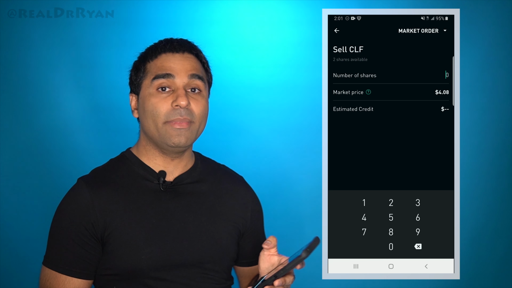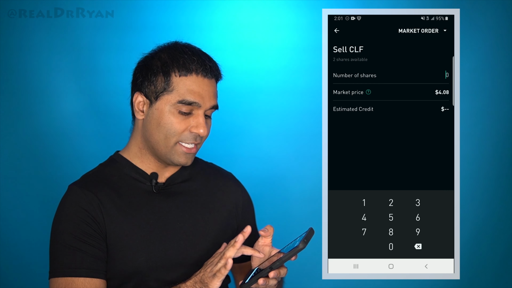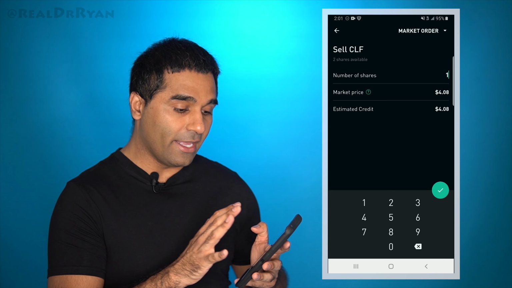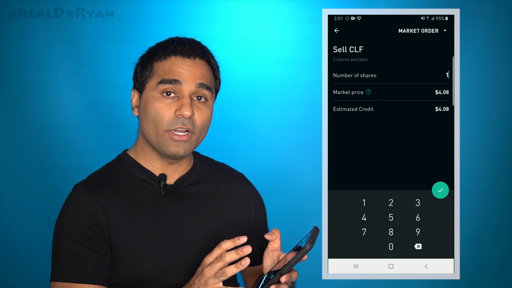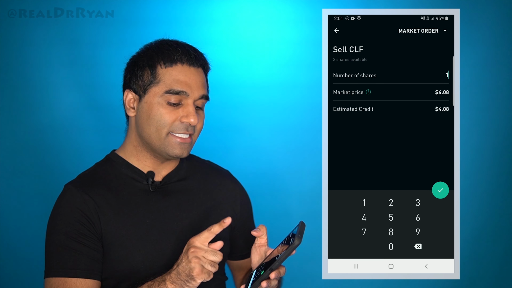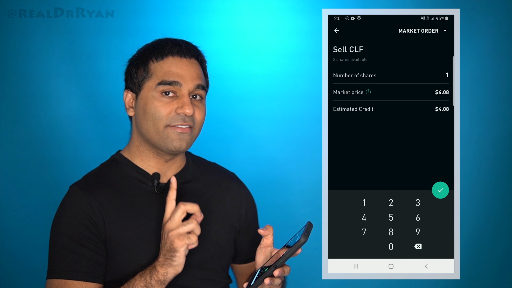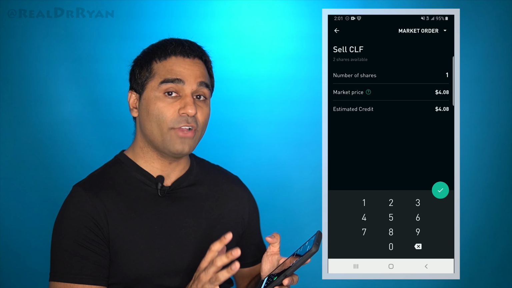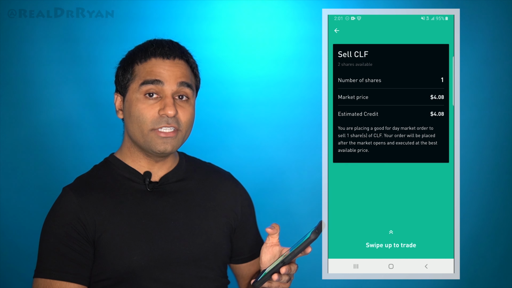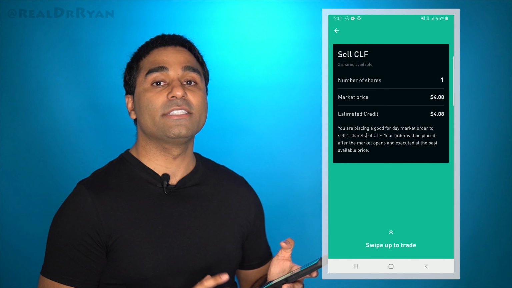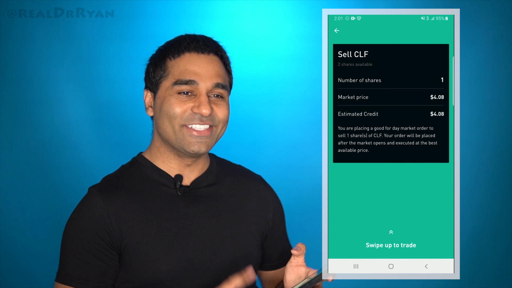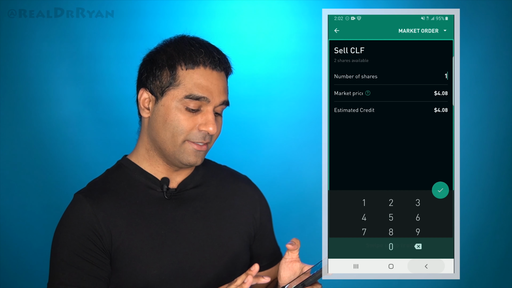Now it's asking me how many shares I wanna sell. So let's say I wanna sell just 1 share. Now, you have to pay attention. On the upper right-hand corner, it says market order. That means that it's gonna sell 1 share at a market price of $4.08, which is currently trading at, immediately. And if I click that green button, as soon as I swipe up, it's going to enter that into the market. Now, I don't intend on selling my CLF, so I'm just gonna go ahead and hit the back button.